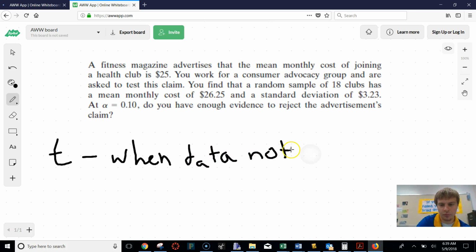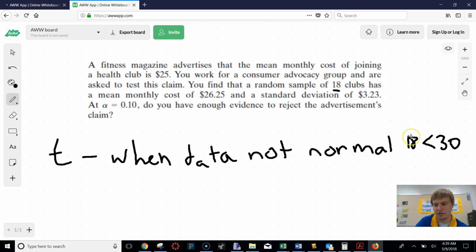And we can tell that this data is not going to be normal when we read through because our sample size is 18. And so if our sample size is less than 30, which 18 is less than 30, this is now going to be a t-test. So we now know it's going to be a t-test, and now we're going to decide all this information based on it. So it says a fitness magazine advertised that the mean monthly cost of joining is $25.